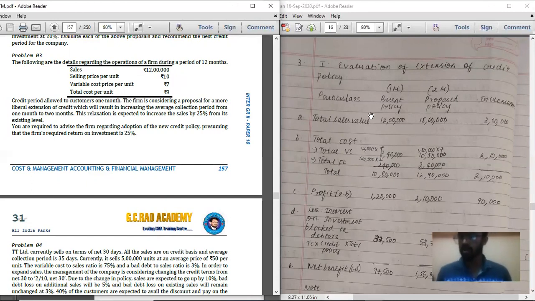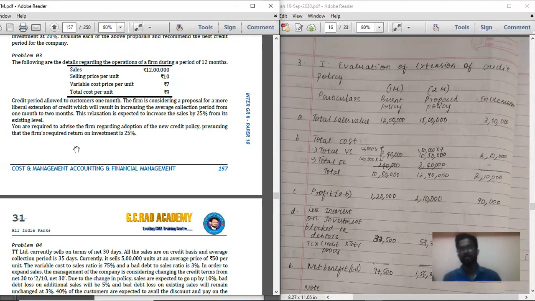Now, suppose total sales is 1,20,000 units. It is going to extend by 25%. That is 125%. Now, 1,50,000 units will get sold in the proposal if credit period is extended from 1 month to 2 months. Based on this, you are required to advise the firm regarding adoption of new credit policy, presuming that the firm's required return on investment is 25%.